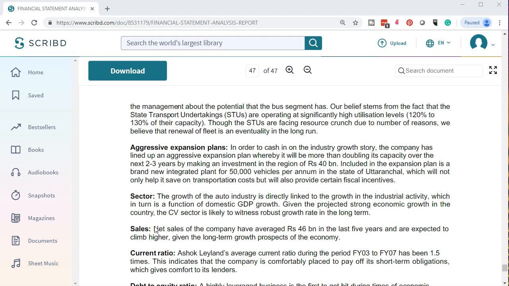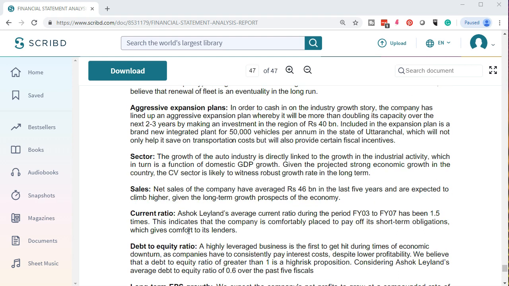Our belief stems from the fact that state transport undertakings are operating at significantly high utilization levels, 120% to 130% of their capacity, though the STUs are facing a resource crunch due to a number of reasons. We believe the renewal of fleet is an evolutionary process in the long-term run.